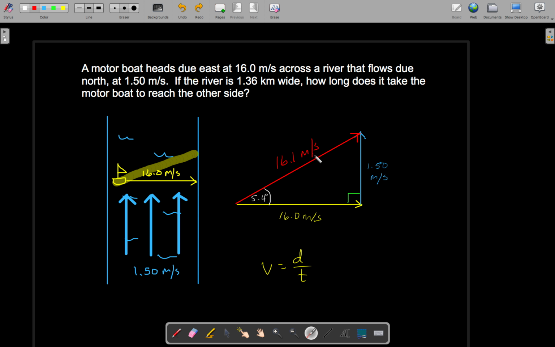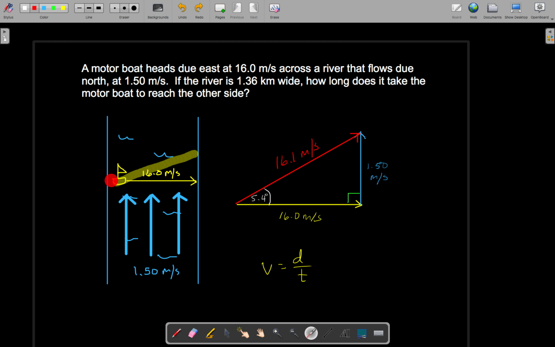And from our previous question earlier, we actually did the trigonometry functions and all that stuff. We also did Pythagorean theorem, and this is what we got as our velocity: 16.1 meters per second, 5.4 degrees north of east. Now our next question is asking how long does it take to go from shore to shore.